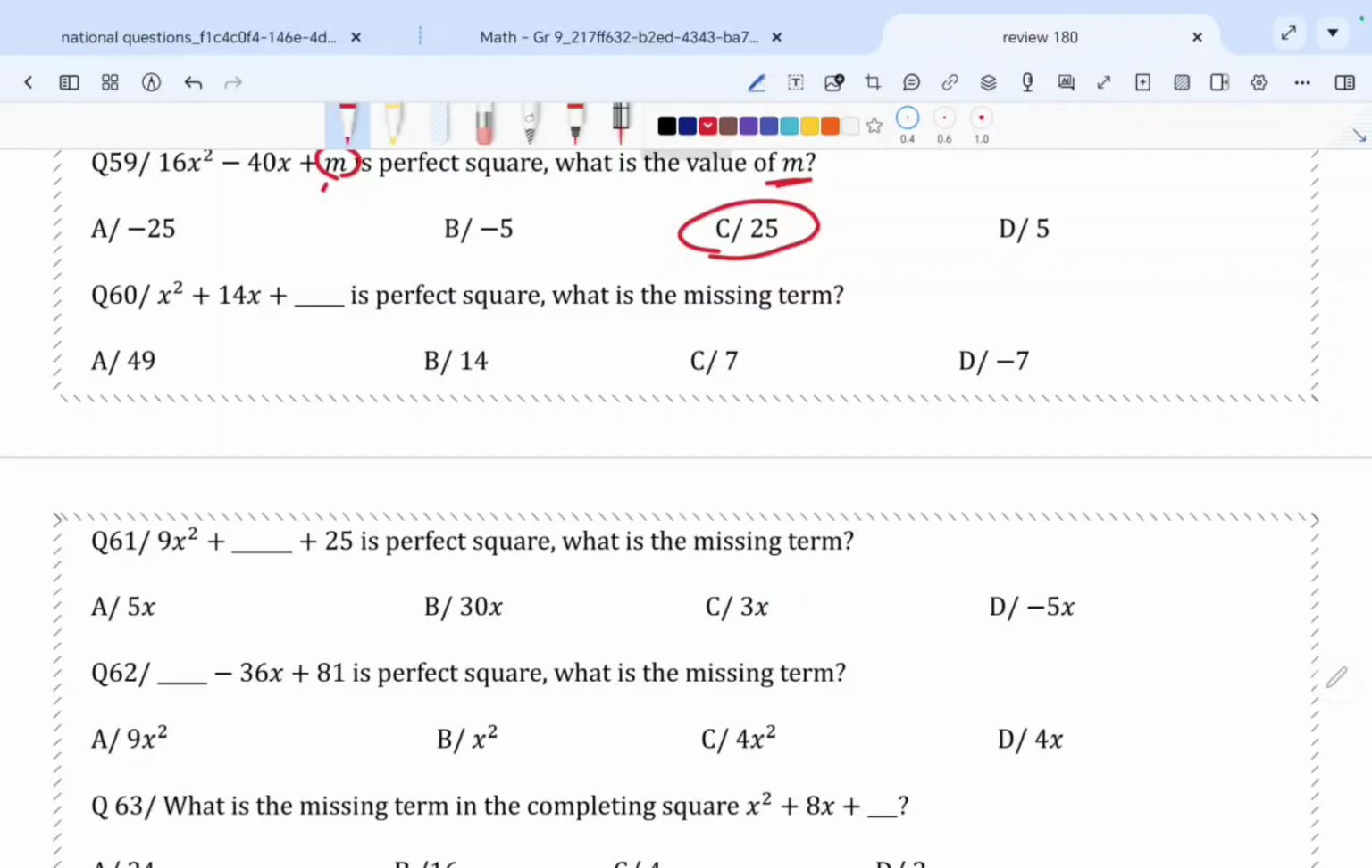Again, question 60, the last term was missing. So we are going to use the same rule. 2 times what's the perfect square of x power 2? It's x. Must be equal to what? 14.